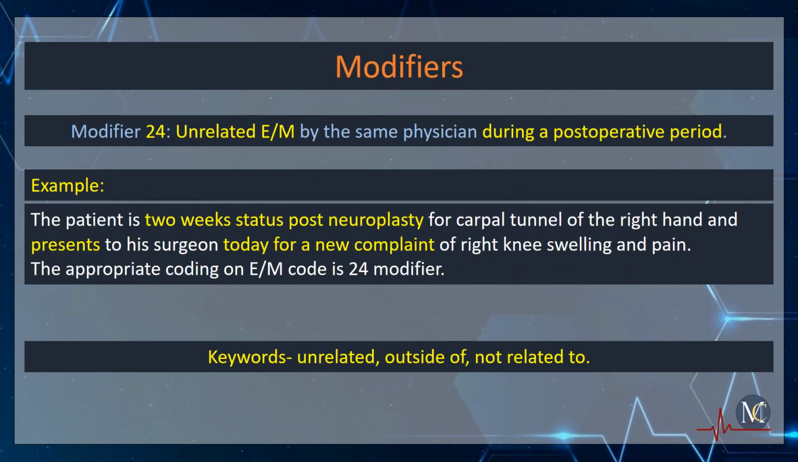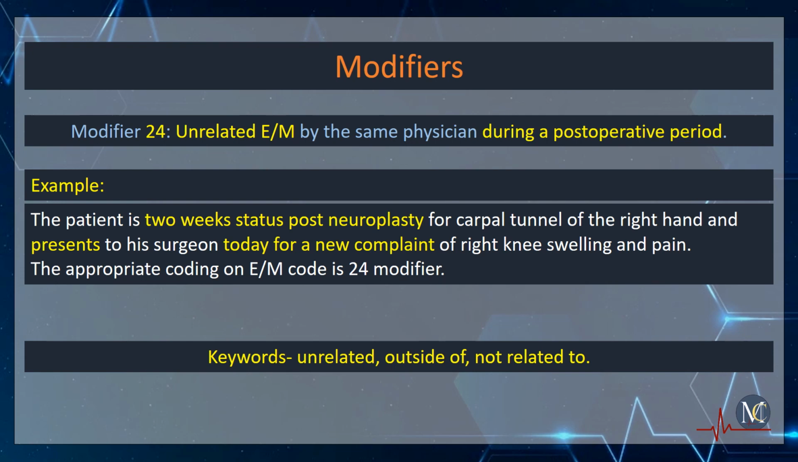Modifier 24. CPT Modifier 24 is also known as the Unrelated Evaluation and Management Service by the same physician during the postoperative period. It is used to indicate that an evaluation and management service provided by the same physician during a postoperative period is unrelated to the surgery or procedure performed, allowing separate billing and reimbursement when appropriately documented and supported. Let's take an example.